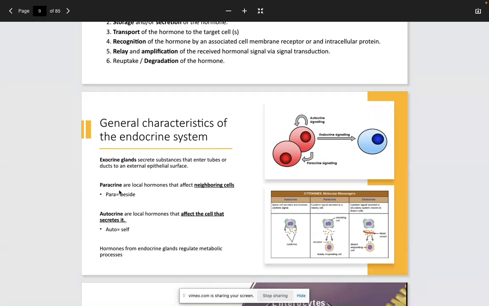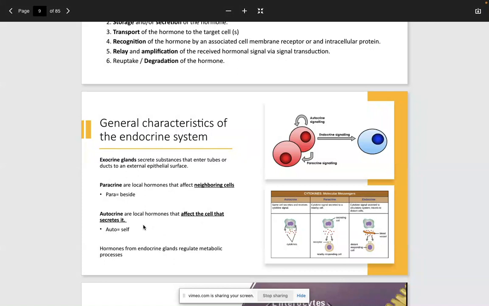So para means beside, so paracrine. These are going to be hormone effects that affect neighboring cells. So beside, neighboring cells. Auto means self. So what type of effect do you think autocrine signaling would have? Who do you think it would affect? That's right. It affects the cell that secretes it.